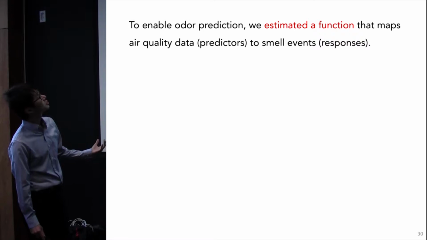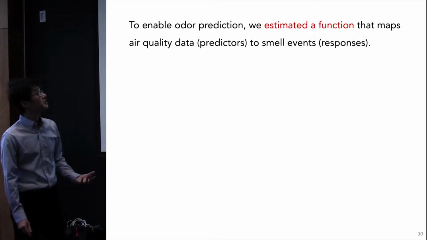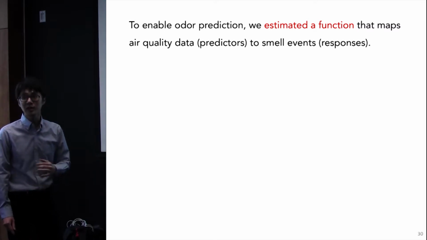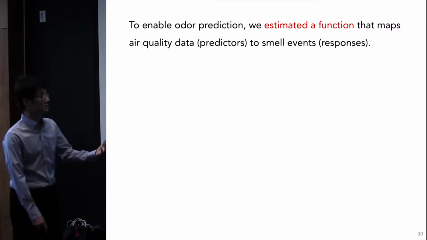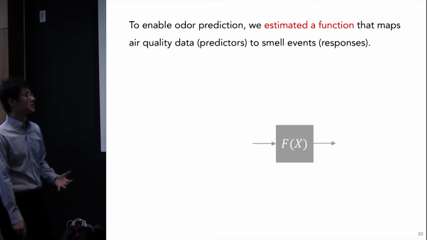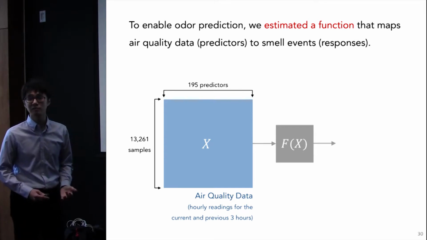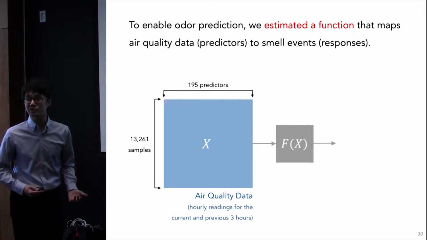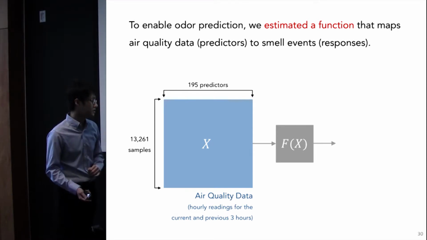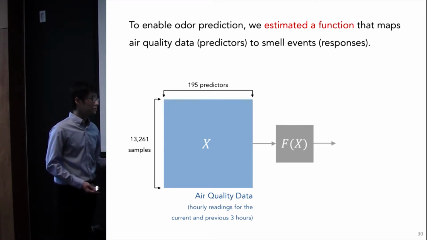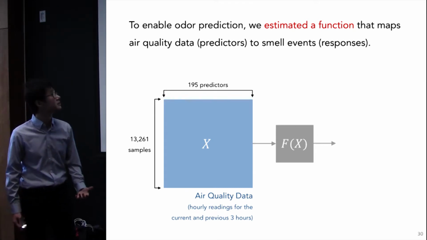Okay, so to enable the prediction, we want to estimate a function that maps the input to the output. The input are air quality sensors. The outputs are smell events. So that's the function that we want to estimate. So what's the input? The input is the air quality data that we get from a lot of monitoring stations near Pittsburgh. It's hourly readings because they are provided by the county. And I'm including all the readings for the current time and also the previous 3 hours.